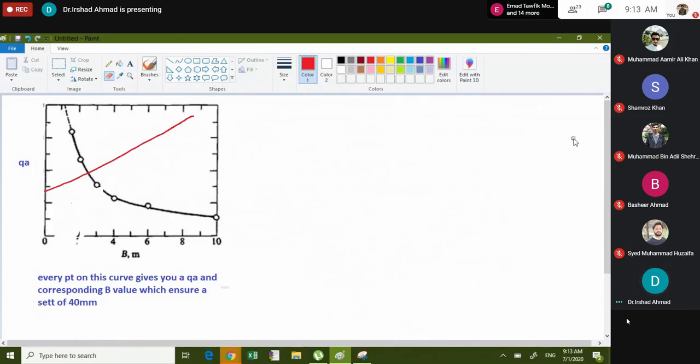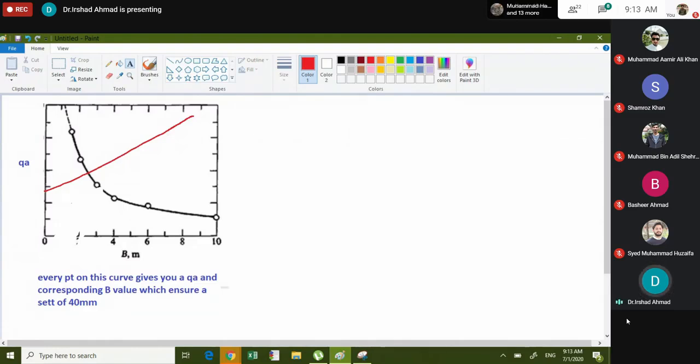अच्छा, अगर आपको अभी बेरिंग कैपेसिटी निकालनी है तो आपको पता है कि बेरिंग कैपेसिटी किसके बराबर होती है? जी, अलाउबल बेरिंग कैपेसिटी किसके बराबर होती है बताएं?